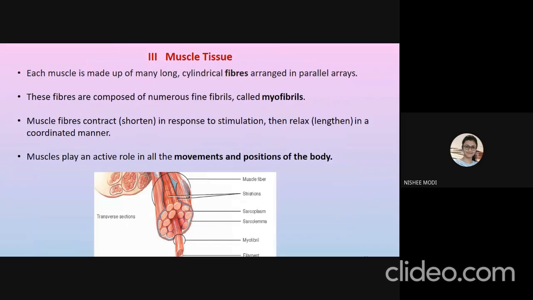Now third is muscle tissue. Each muscle is made up of many long cylindrical fibers. Here I've shown one muscle fiber in the transverse section of muscle, arranged in a parallel array. These fibers are composed of numerous fine fibrils called myofibrils. Myo means muscle. Muscle fibers contract and relax in a coordinated manner, and muscles play an active role in the movement and position of the body.